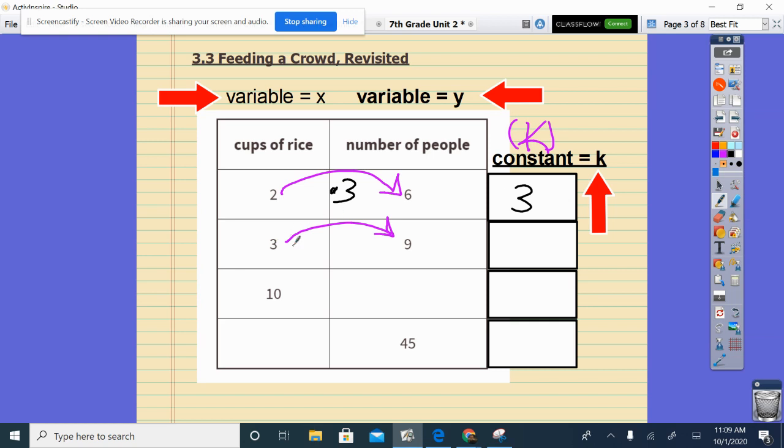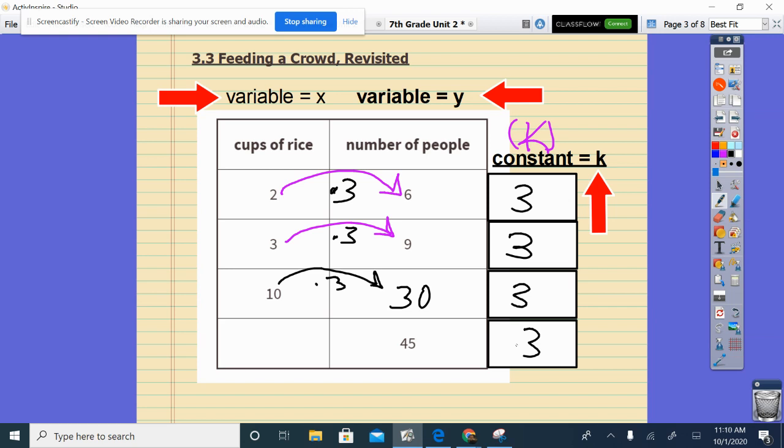Let's see if that pulls out here in the next one. Well, 3 times 3, that is 9. So the constant must be K. So if that's true, then 10 times 3 is going to be 30. Okay, so we have established that our constant is K.